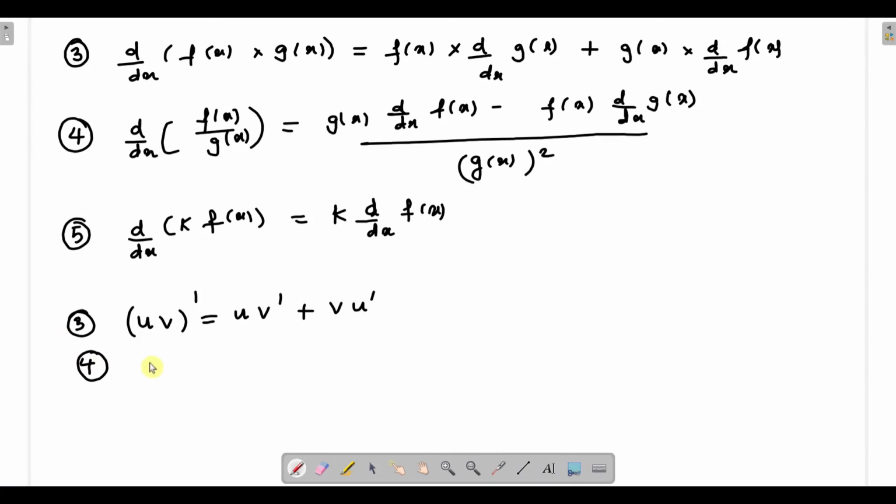Now property number 4 can also be remembered as (u by v) the whole prime is equal to v times the derivative of u, minus u times the derivative of v, divided by v square. See, you can compare it. So u is f and v is g. So g(x), that is v, times the derivative of f(x), which is u prime, minus f(x), which is u, times the derivative of g(x), meaning v prime, divided by g(x) square, that is v square. Like that you can remember the property.